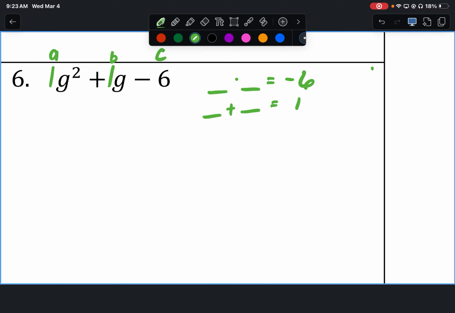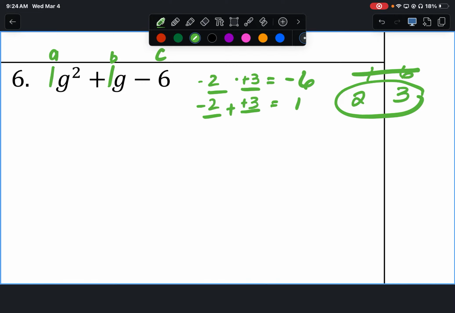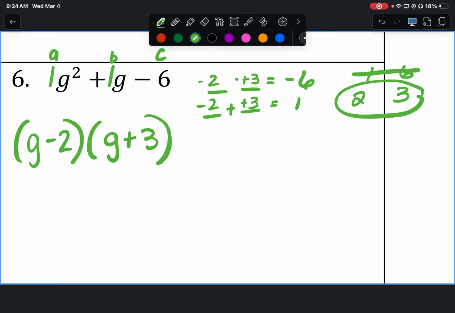Our factors for 6 are just 1 and 6, 2 and 3. Can 1 and 6 give me 1 in any way? No. What about 2 and 3? What combination of those do I need to use? -2, +3. So to write our answer for this, we're going to do g minus 2, g plus 3. There we go.